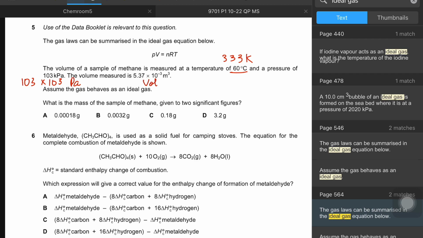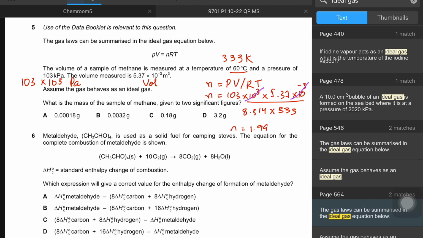The volume is already in the SI unit. What's the mass of the sample of methane? So we need to find the moles. Moles is equal to PV divided by RT. So the number of moles is 10^3 Pascal times 5.37 × 10^-3 divided by 8.314, which is R, times 333 Kelvin. When I solve it, I get the number of moles equal to 1.997 × 10^-1, which is 0.1997.